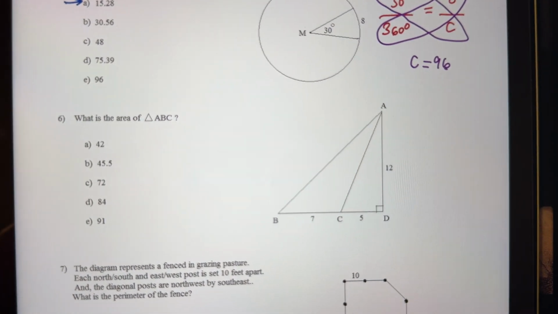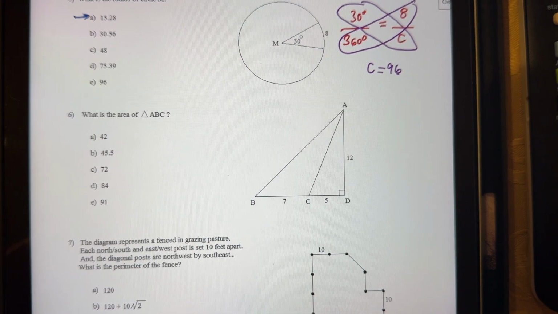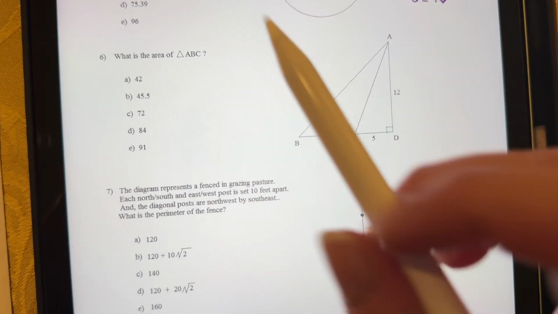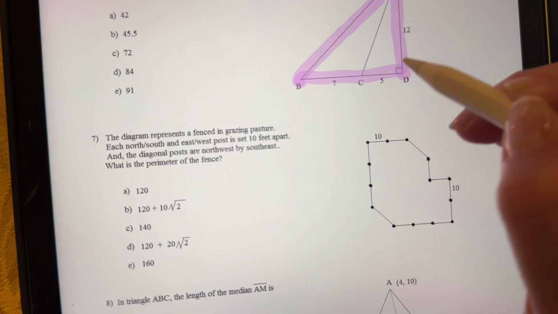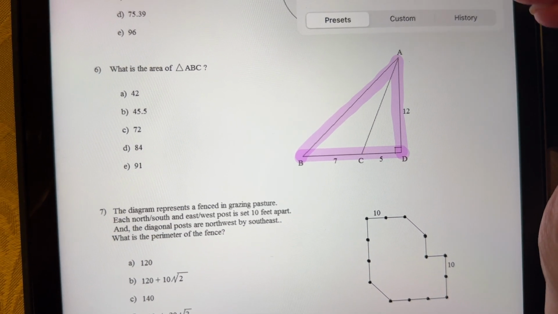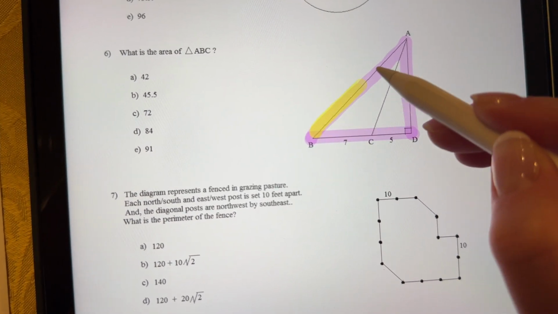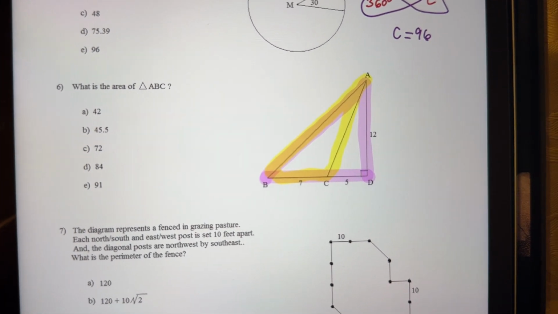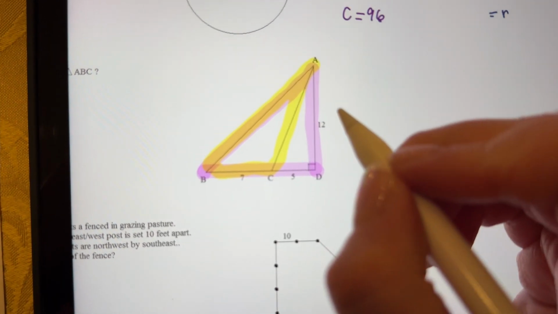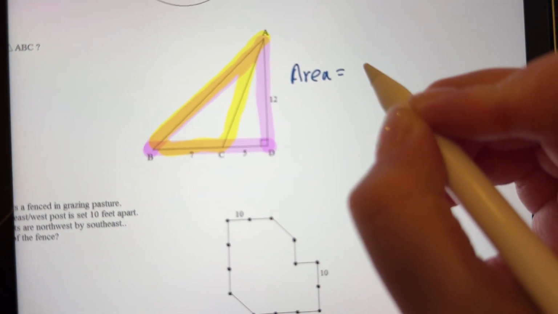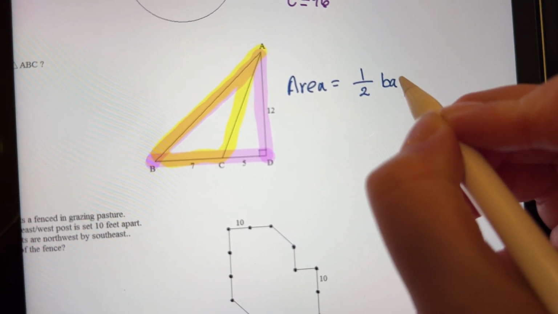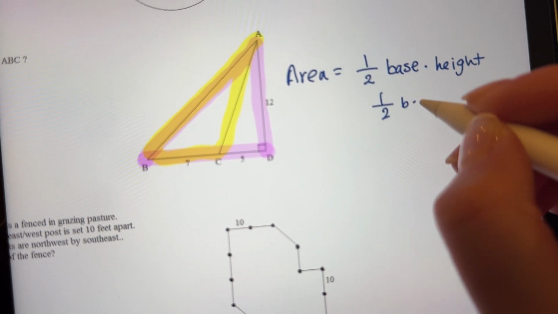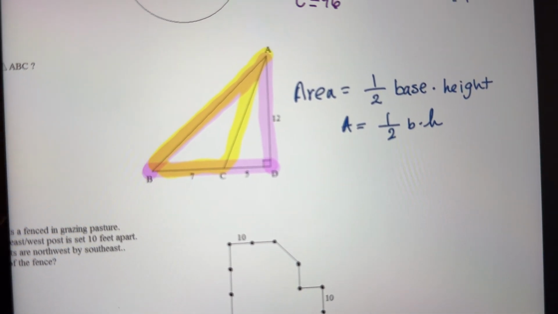Okay, let's take a look at question 6. This is asking us for the area of triangle ABC. Now notice this entire triangle is ABD. We only want to know the area of this one, ABC. Like with all triangle formulas, we just want to write them out so we can keep track. So the area of a triangle is equal to 1/2 times our base times our height. A lot of people abbreviate this and just do 1/2 times b times h. And that's the formula we need to keep track of.